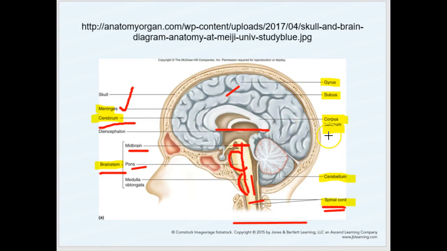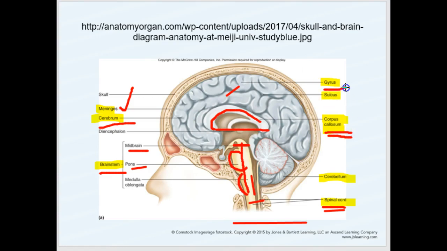Now, the corpus callosum is this white matter right here. And we learned that white matter is primarily axons that transmits information. The corpus callosum is a very important structure because it allows the right and left brains to talk to each other. Our right and left brains have specific signals that only go to them. If we didn't have this connection of the corpus callosum, they wouldn't talk to each other and we wouldn't be able to coordinate activities and functions.